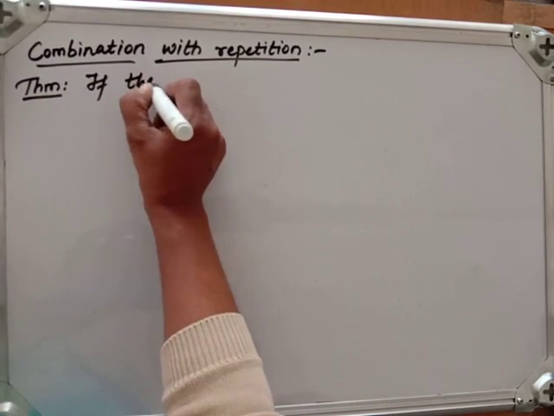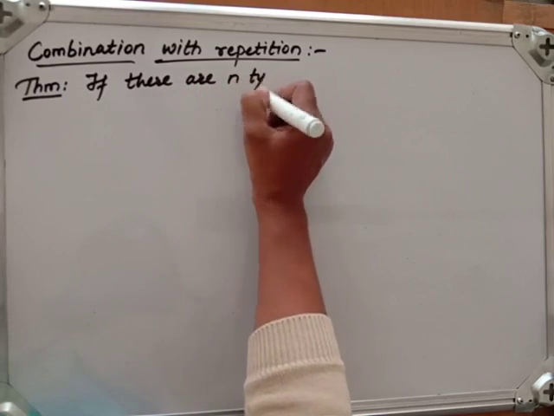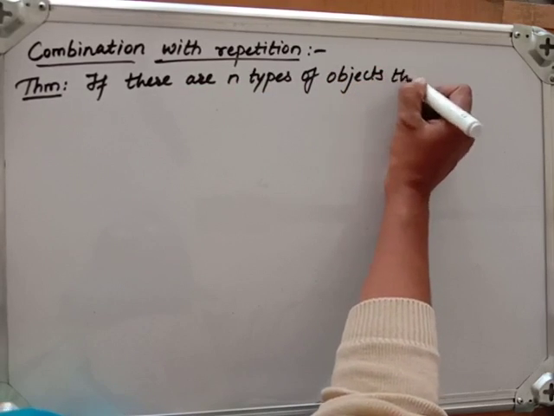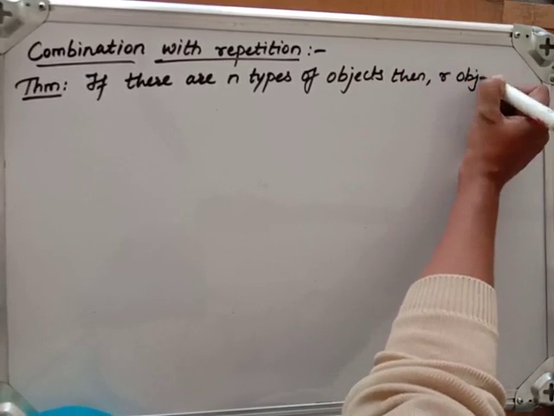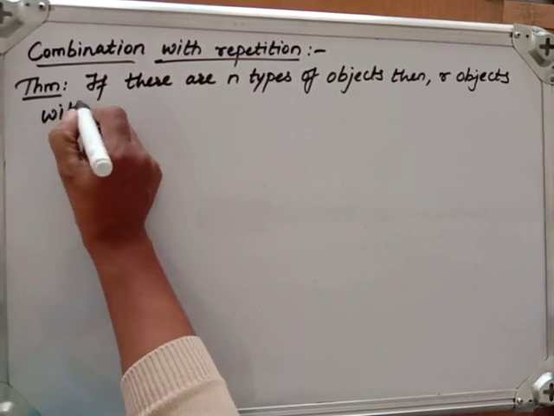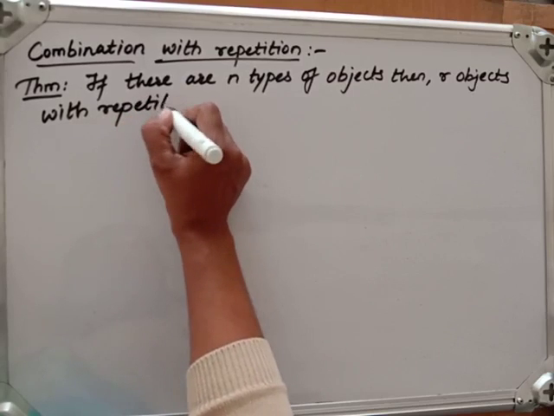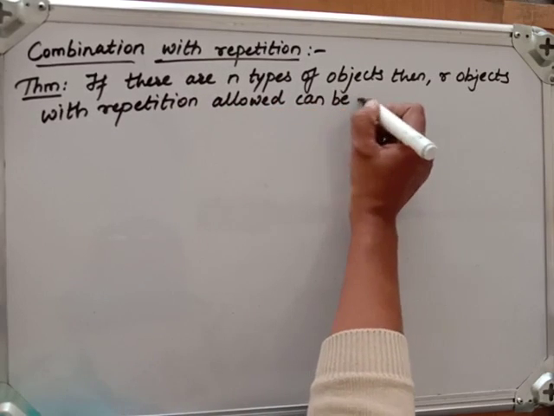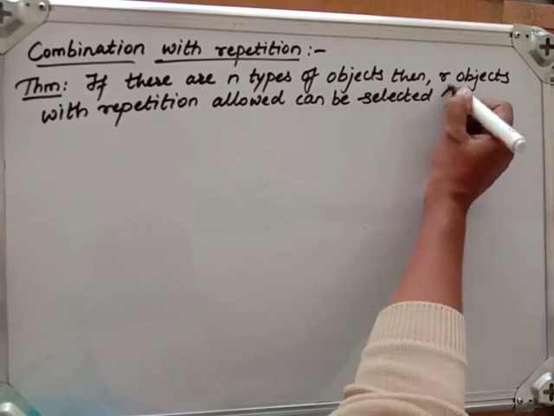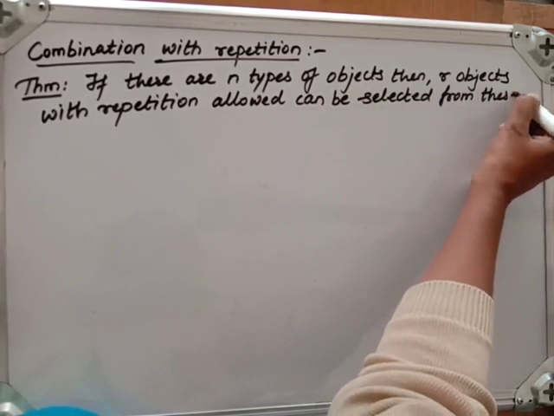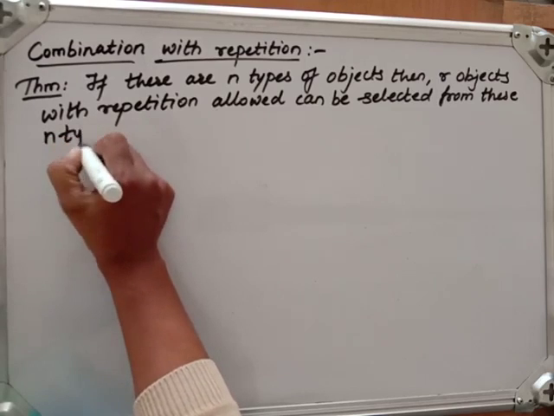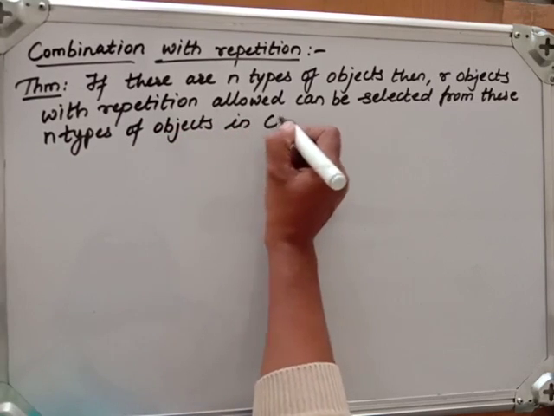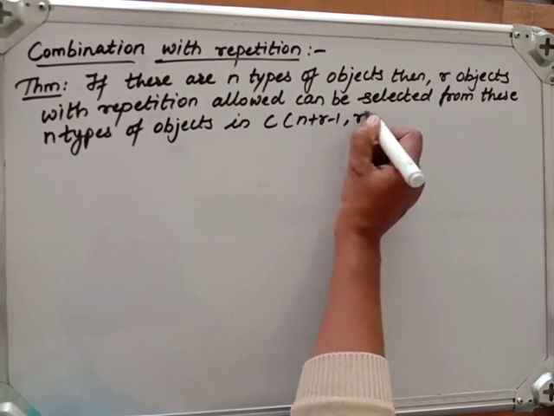If there are n types of objects, then r objects with repetition allowed can be selected from these n types of objects in C(n plus r minus 1, r) ways.